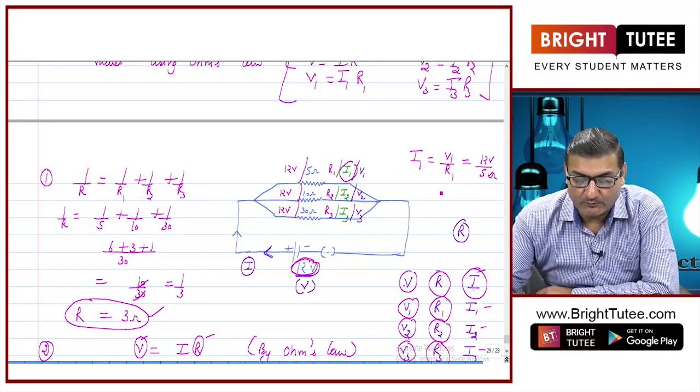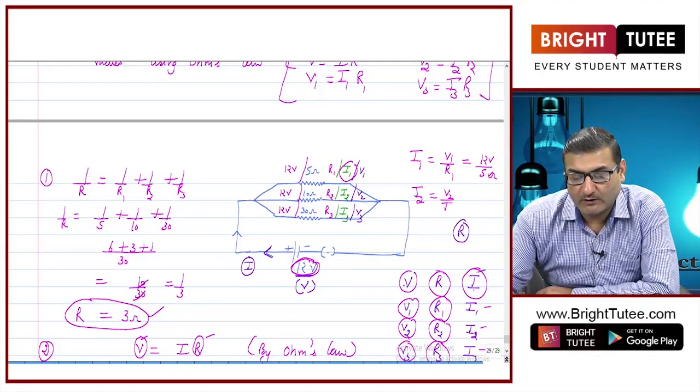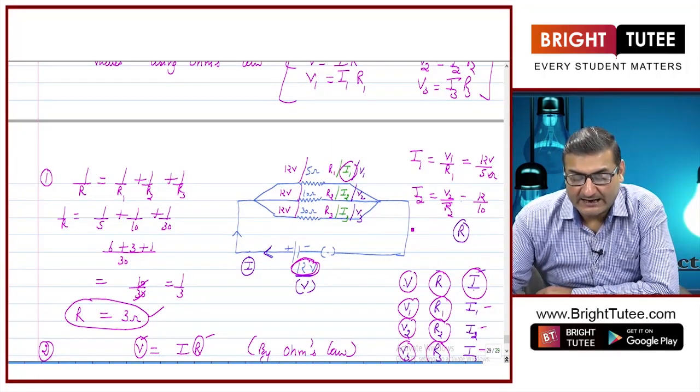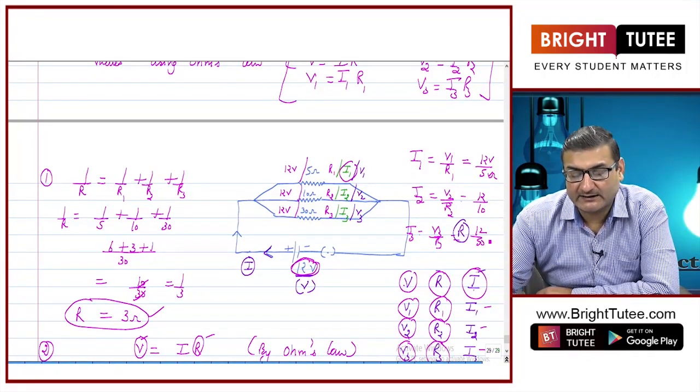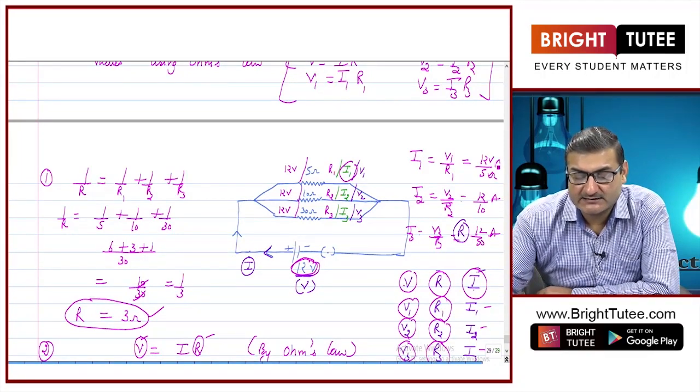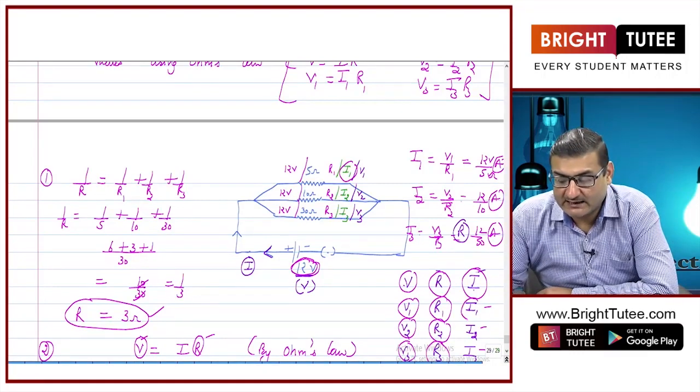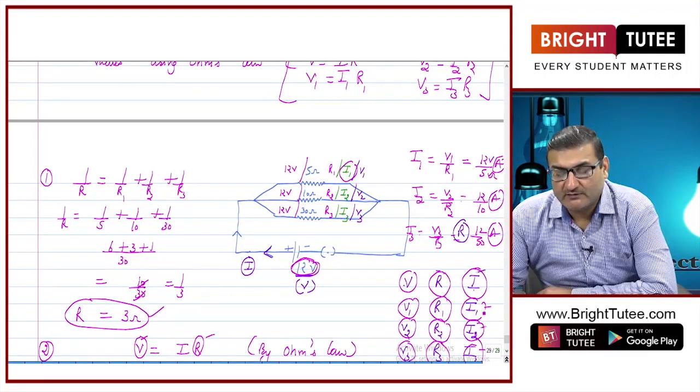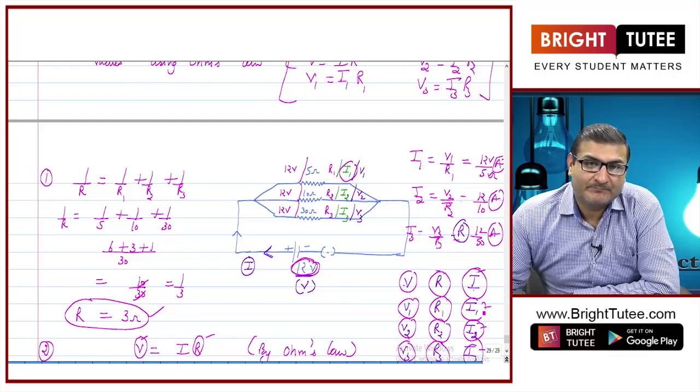Similarly, I2 will be equal to V2 upon R2, which comes out to be 12 by 10. I3 will be equal to V3 upon R3, which comes out to be 12 by 30. Since I am calculating these currents, my answer will be in amperes. So, these are now the values of all the individual currents.